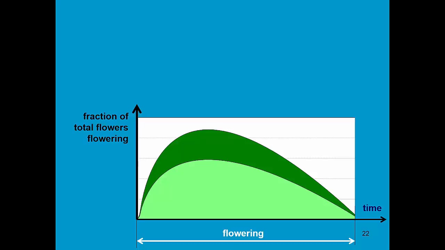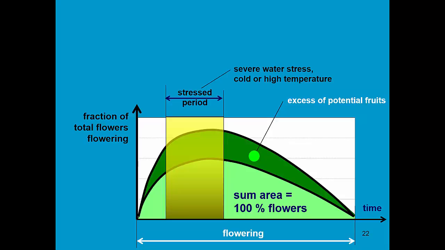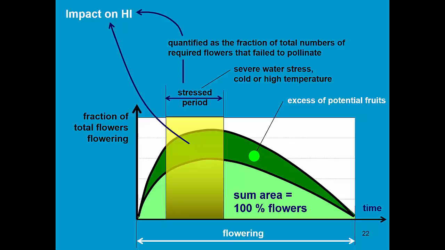Here we see the fraction of total flowers flowering during the flowering period. Actually, the crop made too many flowers. There is always an excess of flowers, given here in dark green, which are not necessary to make the potential fruits. If we have now a stressed period, it can be water stress, it can be cold or heat stress. The impact on harvest index depends on the amount of flowers which were not pollinated.